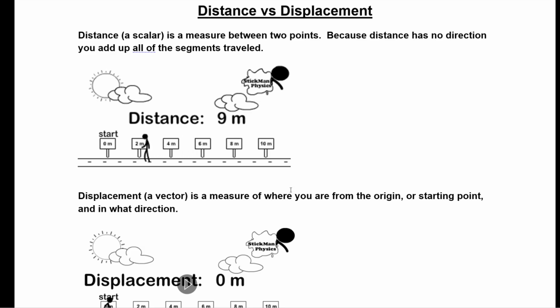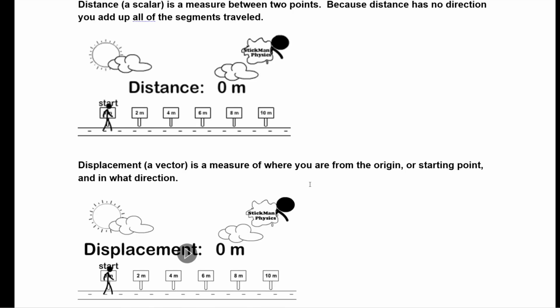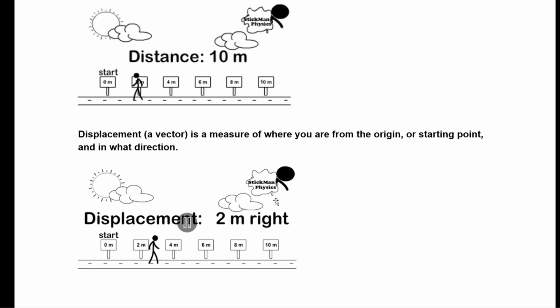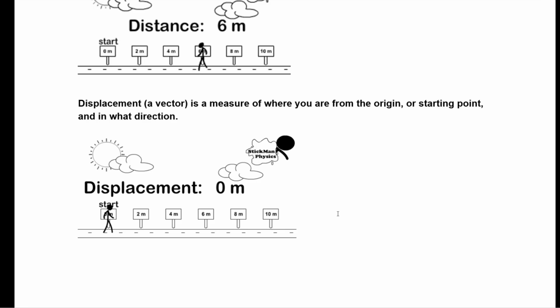But with displacement, a vector quantity, it's just a measure of where you are from the origin or your starting point and in what direction. So it's the difference in between where you start and where you finish, and it has a direction. So coming down, got displacement. Again, he walks out to 6. He walks back to 2, but this time we take away those 4. Because if we were to close our eyes when he started and then open our eyes when he finished, he would only be 2 meters away to the right. He would just have that 2 meter right displacement in this instance.